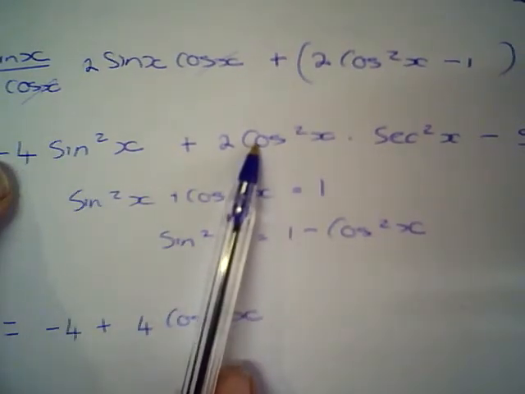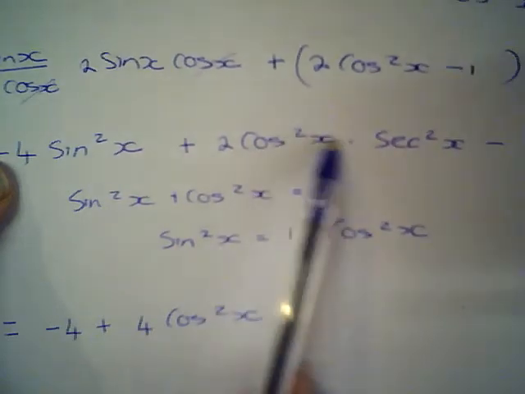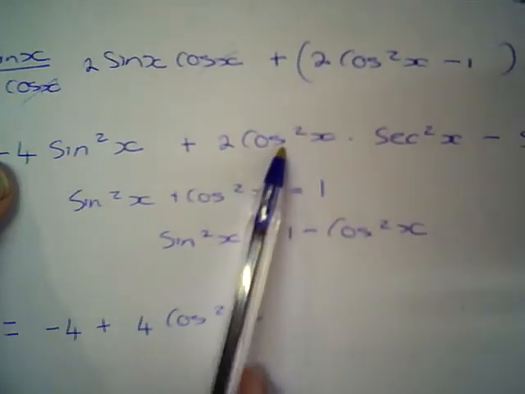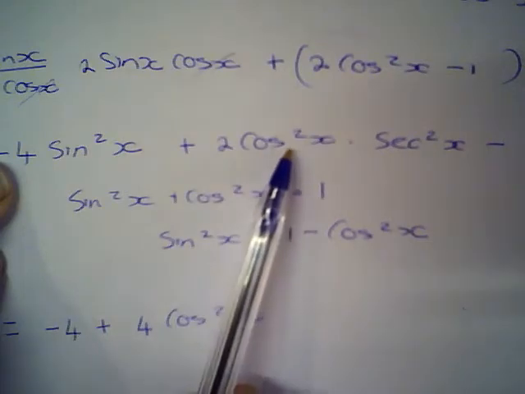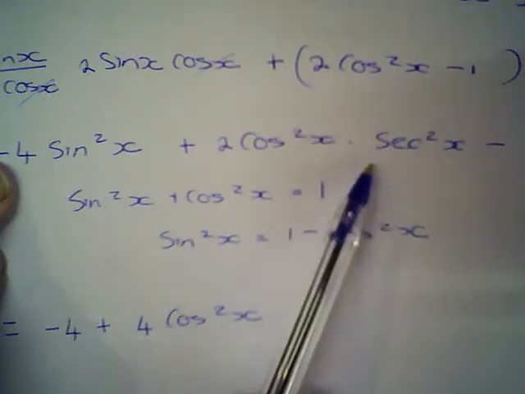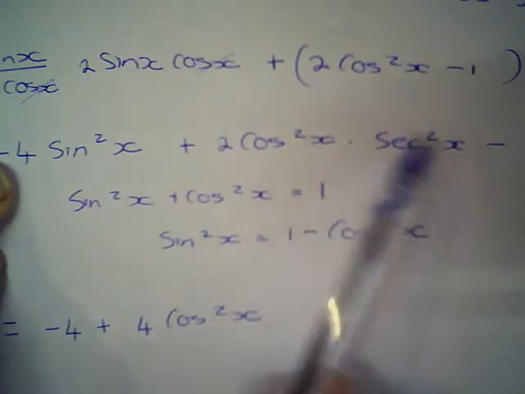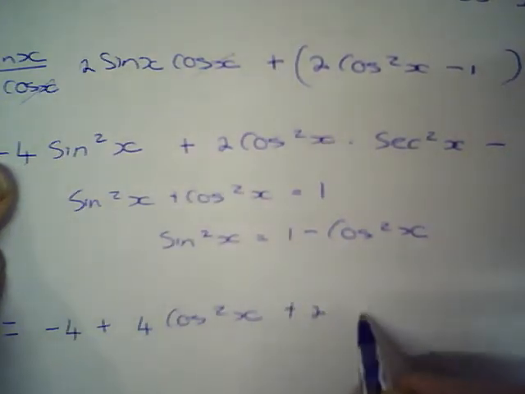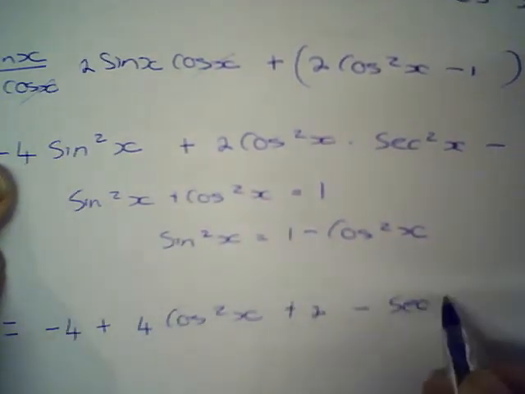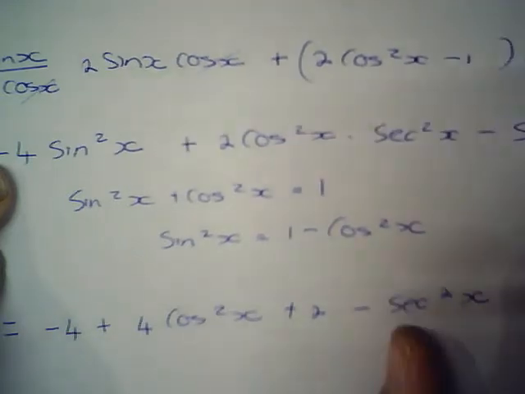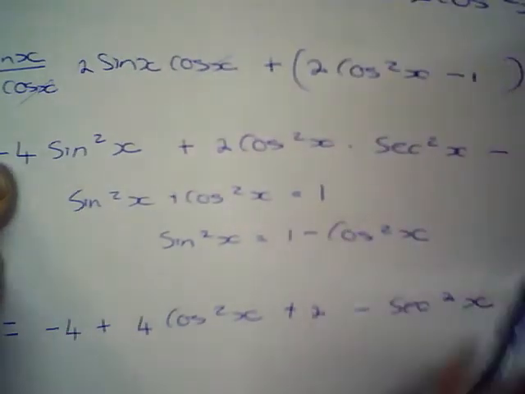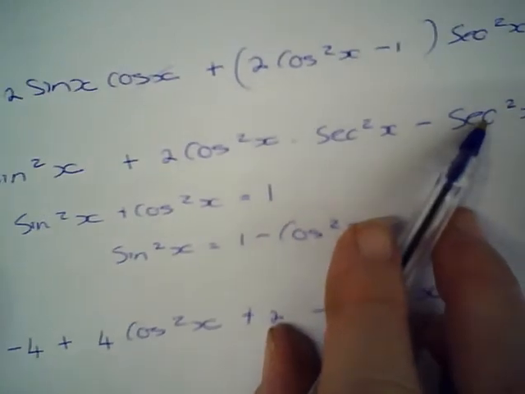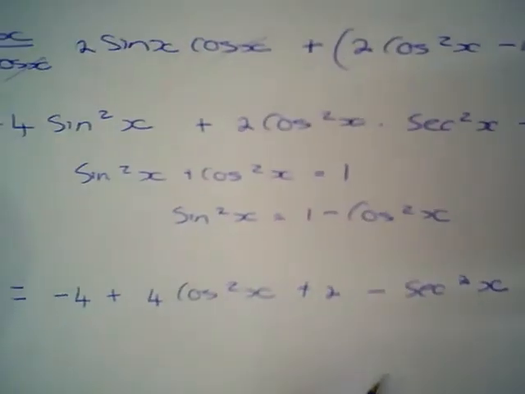Now, the inverse of cosine squared x is sec squared x. So actually there I have cosine squared x times 1 over cosine squared x, and we know that would be 1. So we are only left with plus 2 minus sec squared x, for my last term over there. Okay, so just substitute that.